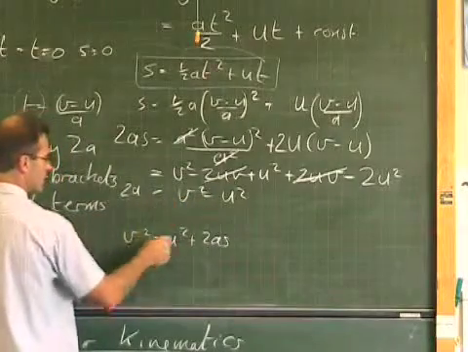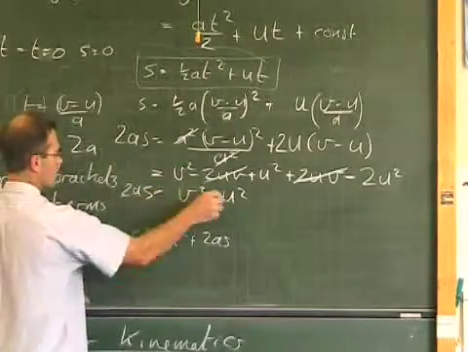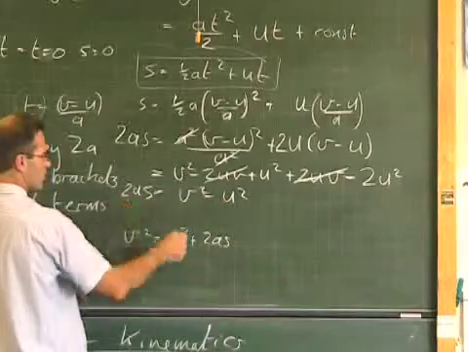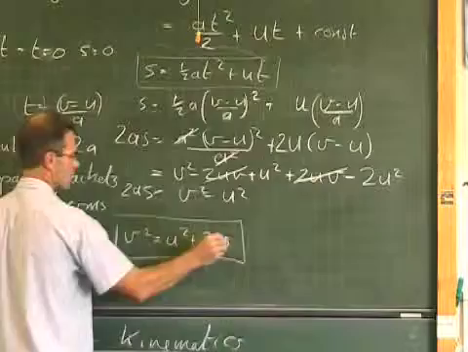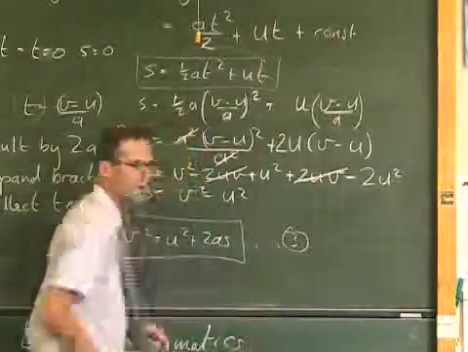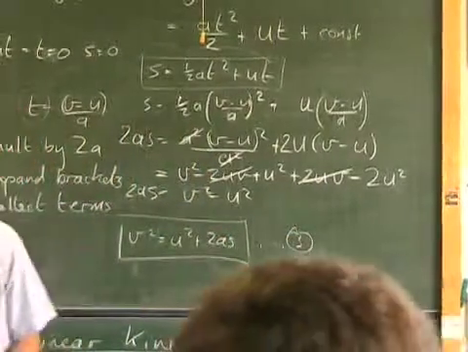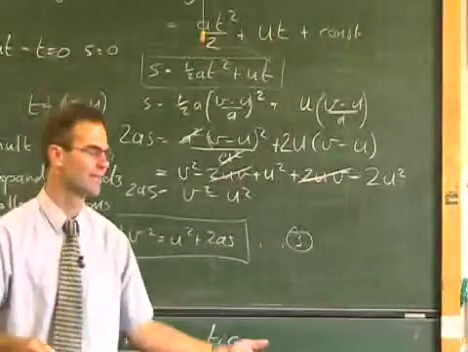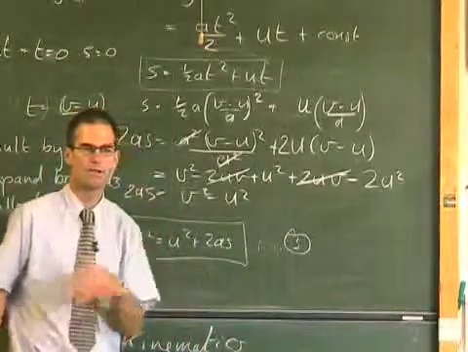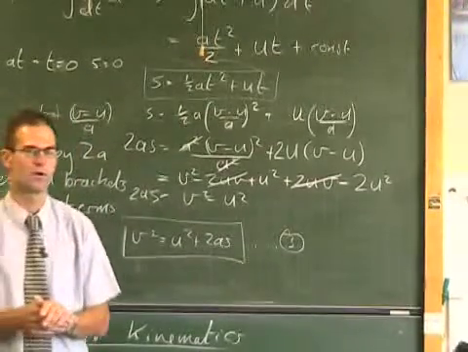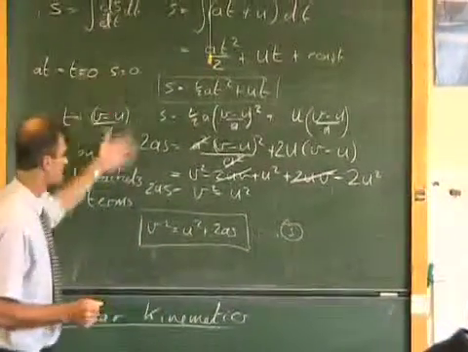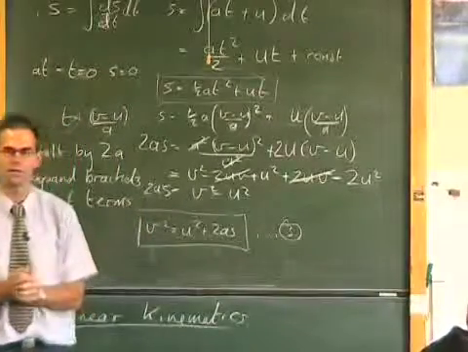Rearrange that, and you get v squared equals u squared plus 2as by taking the minus u squared over on the other side. That is your third equation of motion. Now, some of you are thinking, well, big deal. We've used differential calculus and got exactly the same point that we got with using velocity time graphs last year for constant acceleration, because these three equations of motion still only apply for constant acceleration.